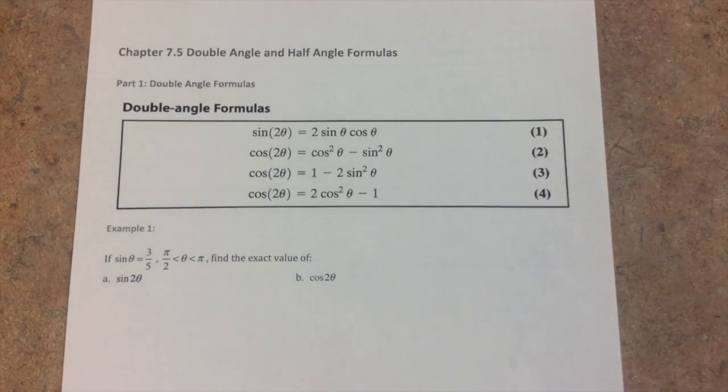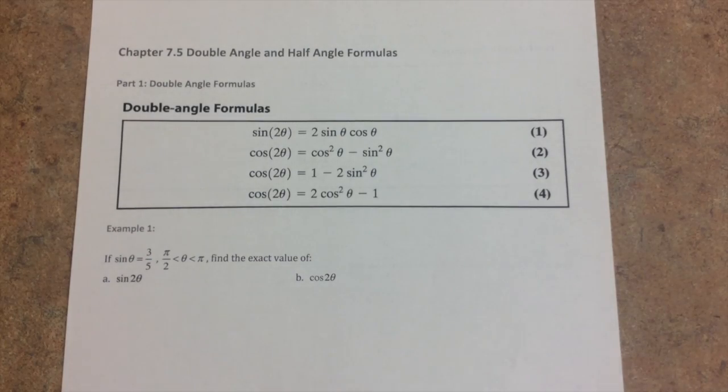So the last section of level 7 is 7.5, which we cover double angle and half angle formulas. All of the double angle formulas arise from the sum or difference formulas. I'm not going to go through the derivation of how we got these, but I just want you to be aware of them. So we have one formula for sine and three different formulas for cosine.